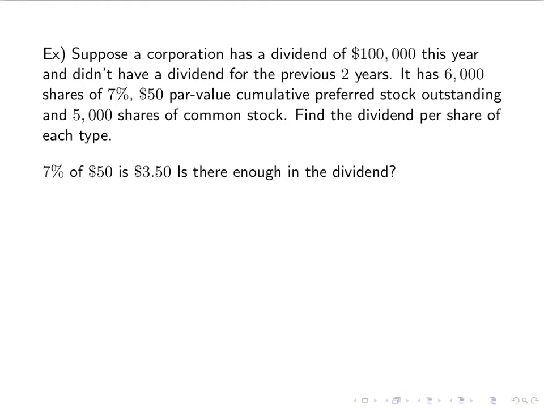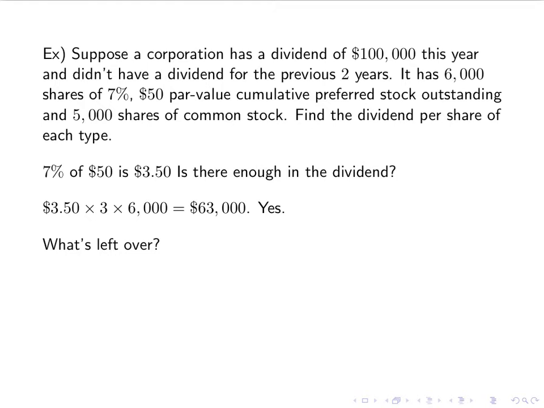So in order to tell if there's enough in the dividend, we're going to take the $3.50, we're going to multiply it by the 6,000 for the number of shares, and we're also going to multiply it by 3 because of this year and the previous 2 years. So the biggest mistake I see people do is they'll multiply it by 2 because they'll see the 2 in the problem. So it's the previous 2 years, but also this year. So it's going to be 3 times. So the company will have to pay out $63,000 for all of the cumulative preferred shares. And they have 100,000, so they do have enough.